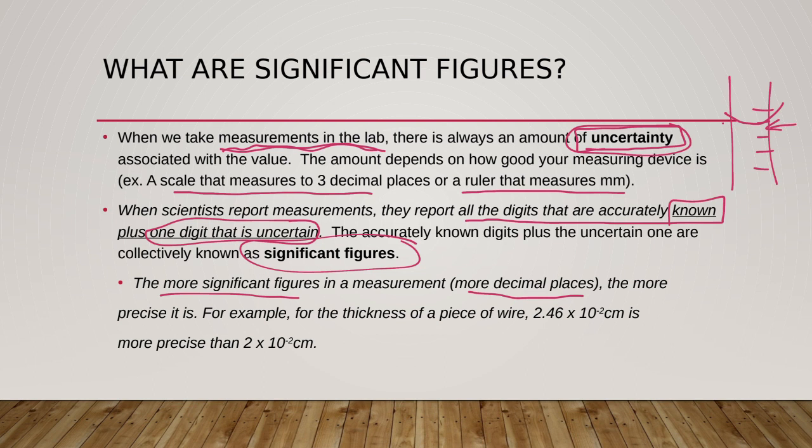So for example, if you could pull out a ruler and measure the thickness of a piece of wire, 2.46 times 10 to the negative 2 is far better and far more precise than just saying 2 times 10 to the negative 2. So we're always trying to collect as many decimal places as possible when we record numerical data.